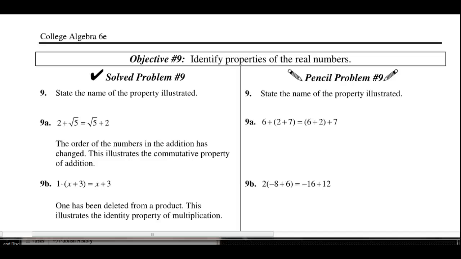So 9a, pencil problem number 9, this is what's called the associative property of addition. So that means if you have three things added together, no matter how you group them, you're going to end up with the same thing. Let's look at the left-hand side. We'd work inside the parentheses first, so 2 plus 7 would be 9. 9 plus 6 would give us 15 on the left side of the equation. How about on the right side? Well, the parentheses make us add 6 and 2 first now. So we get 8 plus 7, but again, that's still 15. So that means no matter how we group the numbers, we end up with the same answer. So this is what's called the associative property.